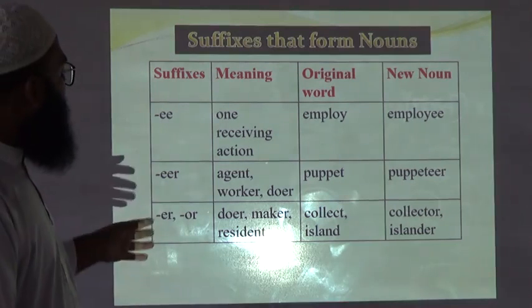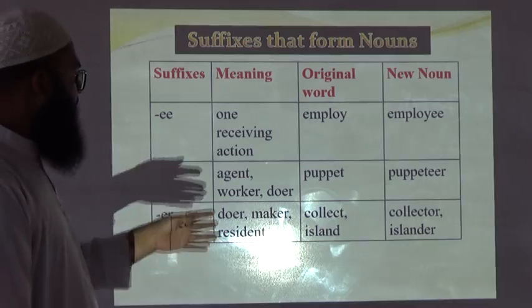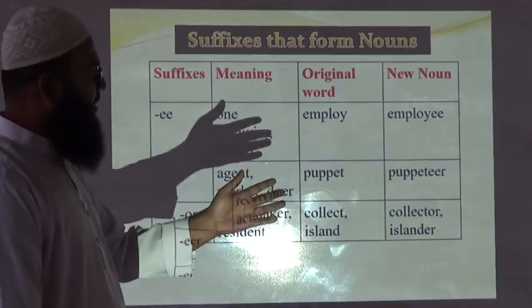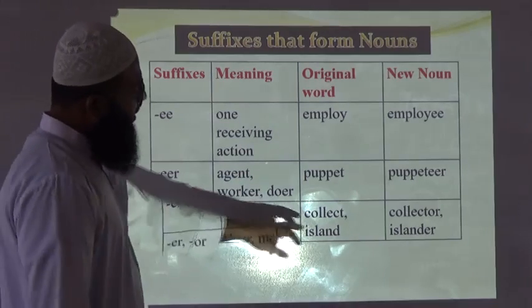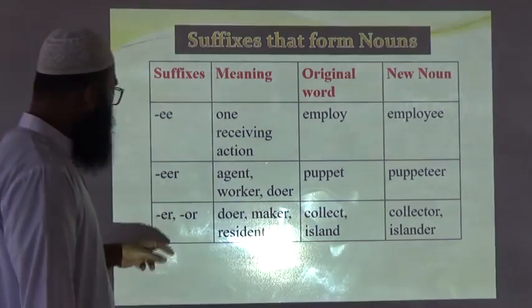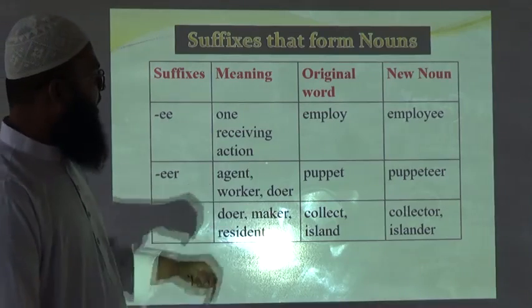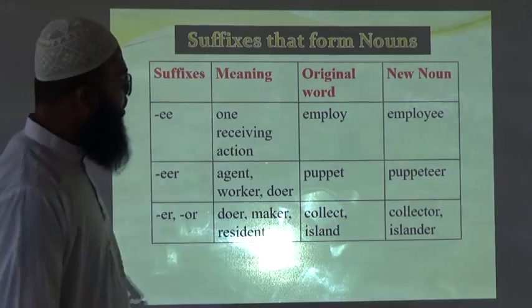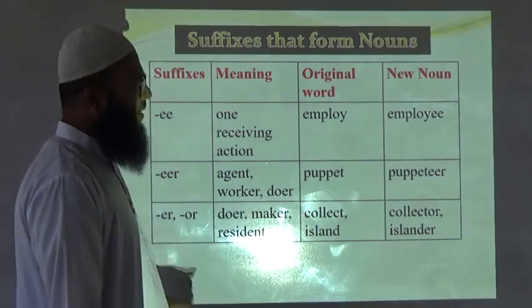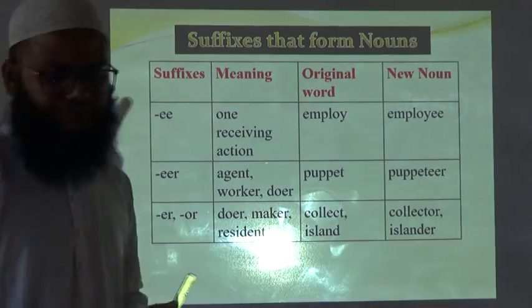ER, it also means doer or maker. Resident. Collector. Collect is a verb. I have added what? OR. It has become collector. Collector means one who collects. Islander, inhabitant of an island.